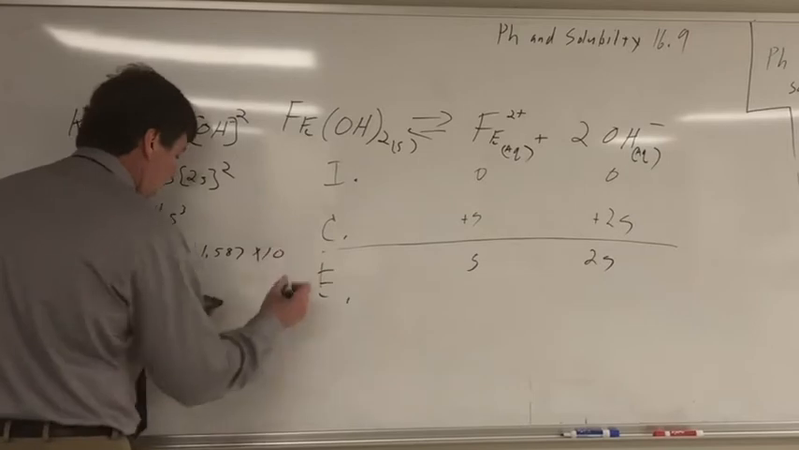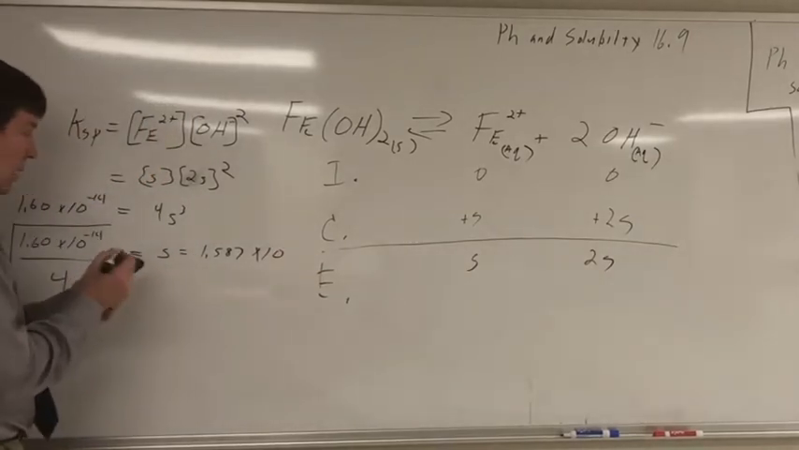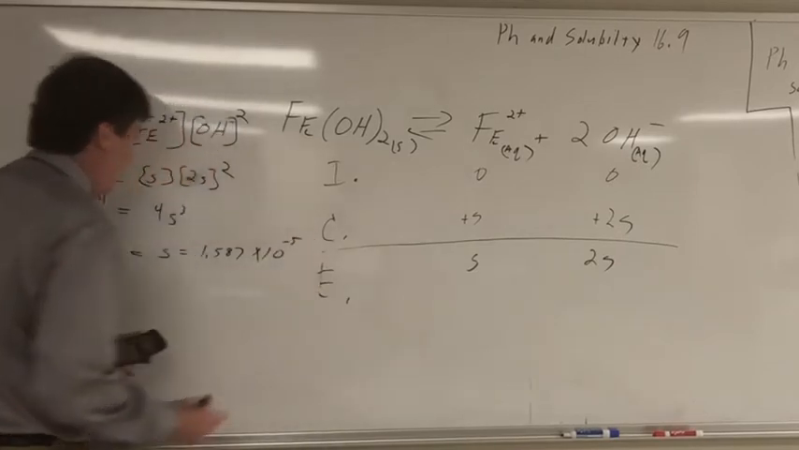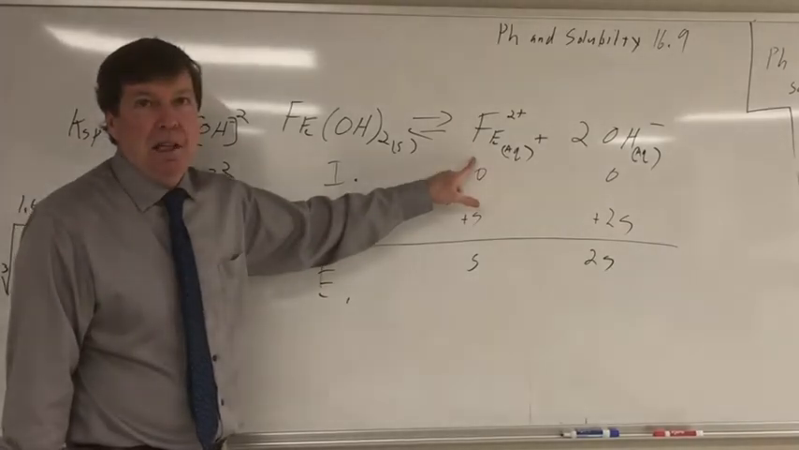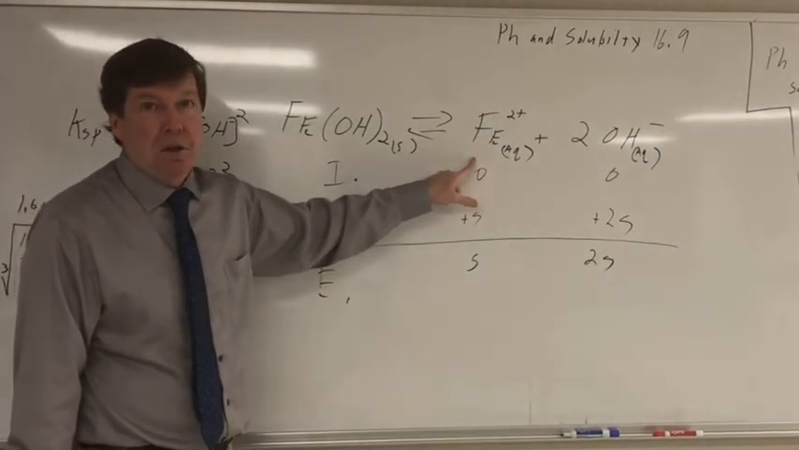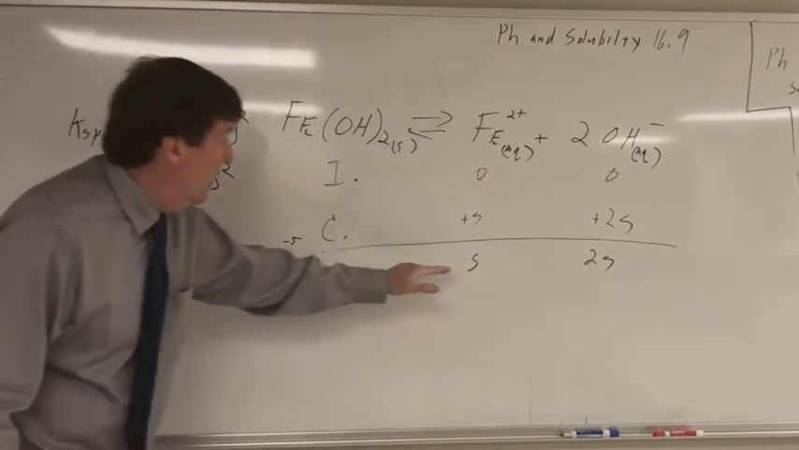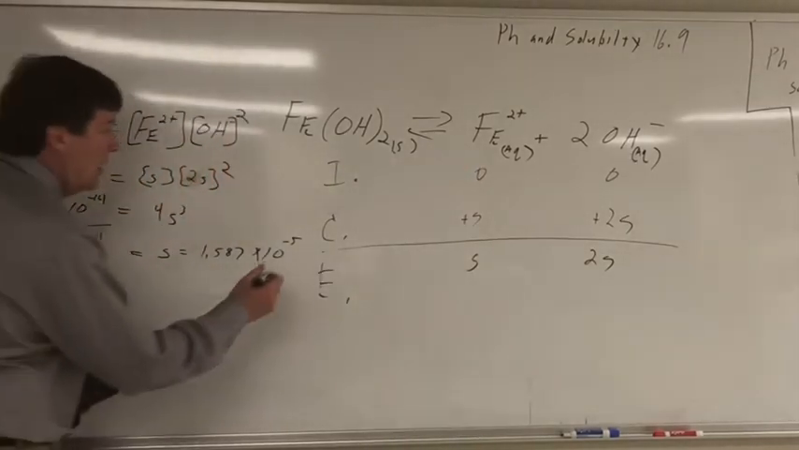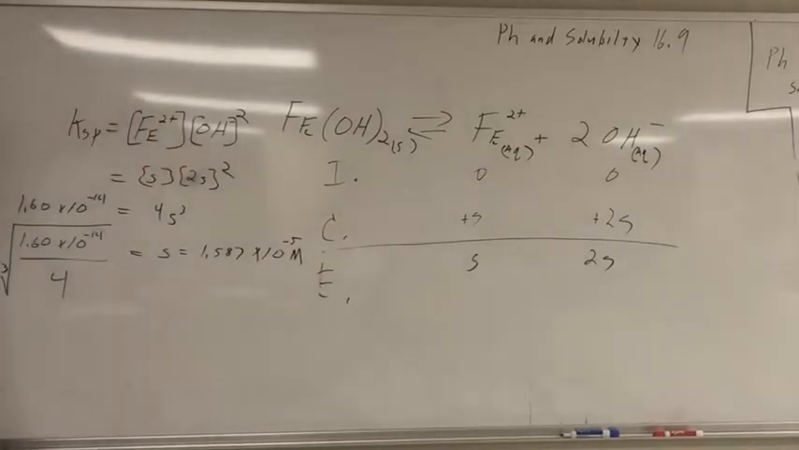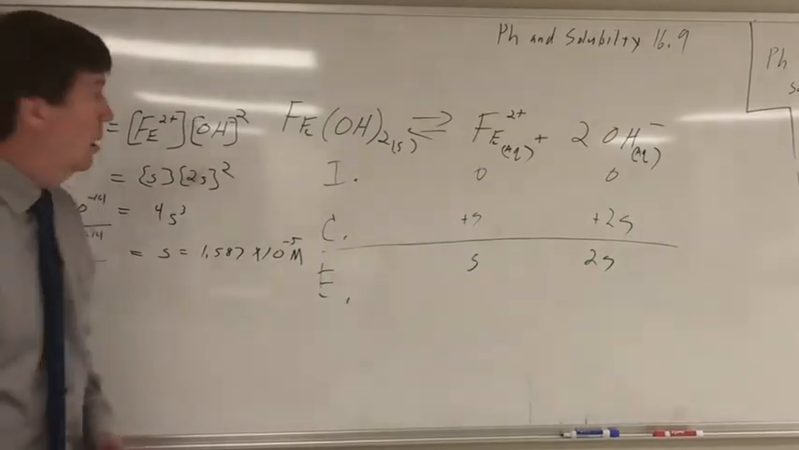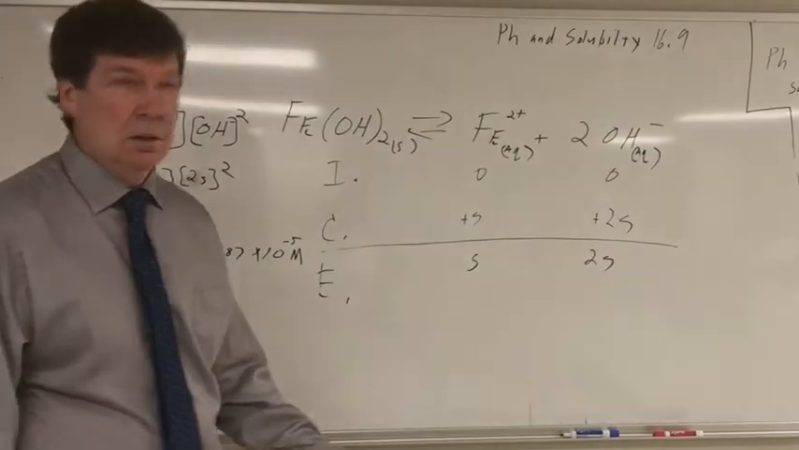Times 10 to the negative, let's see what it is, 10 to the negative 5th. So that's my molar solubility. I could have asked what's the molar solubility of iron 2 in this saturated solution. And there it is. That's molar solubility. Let's make sure we put big M here. So moles per liter. The only thing that doesn't have units here is these KSP values.